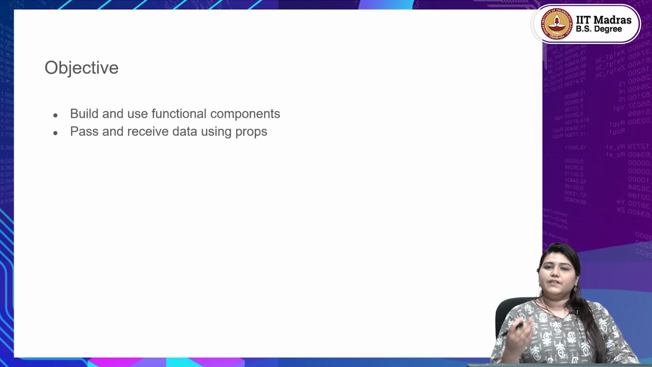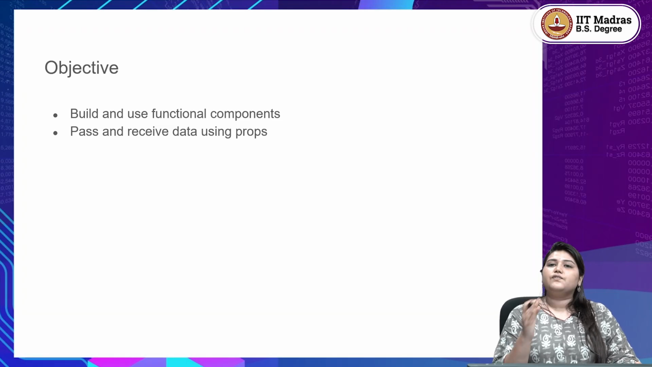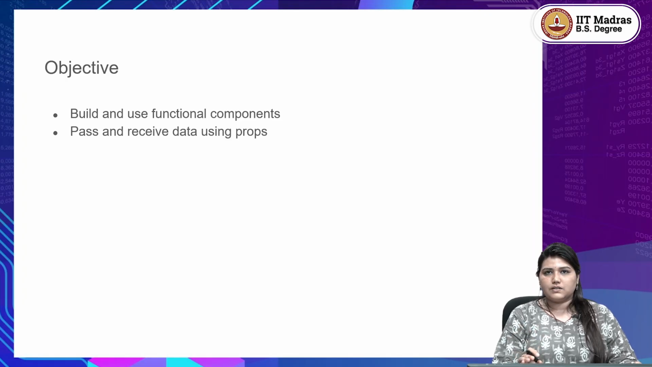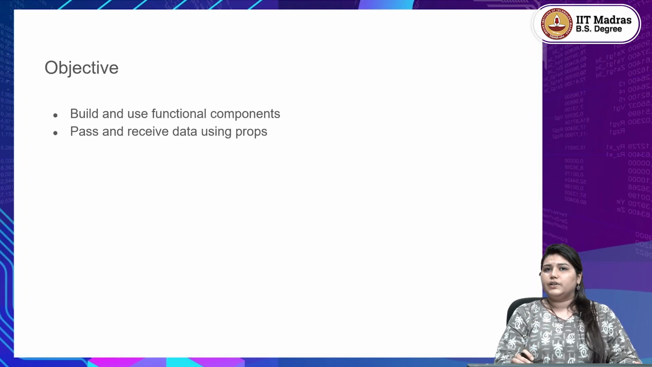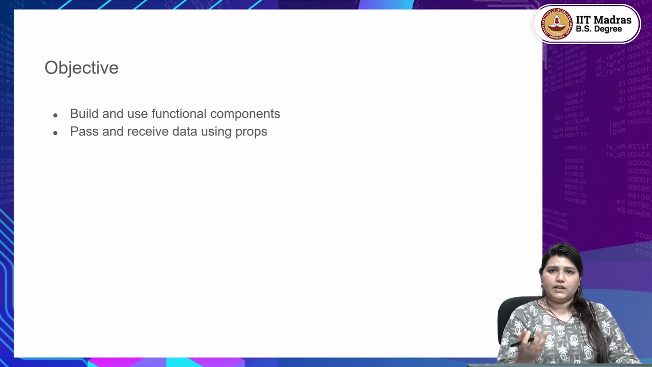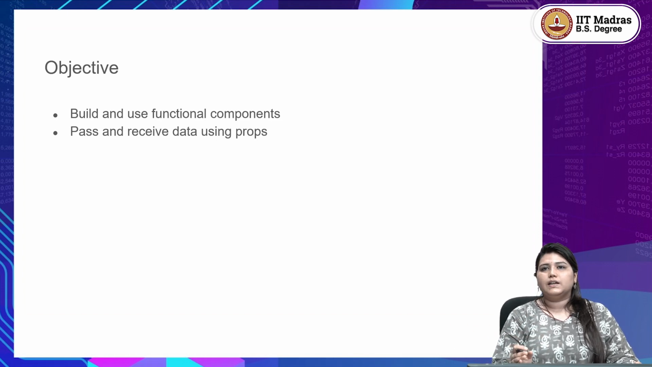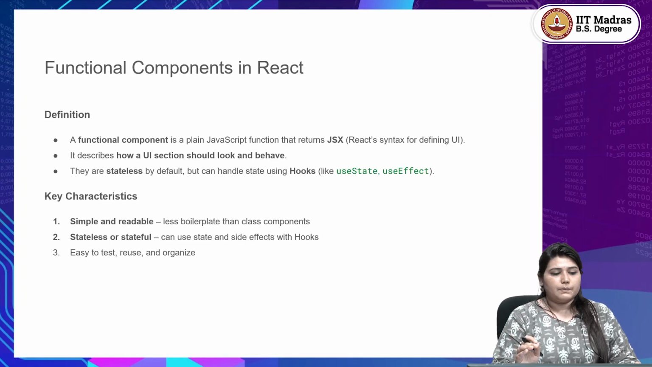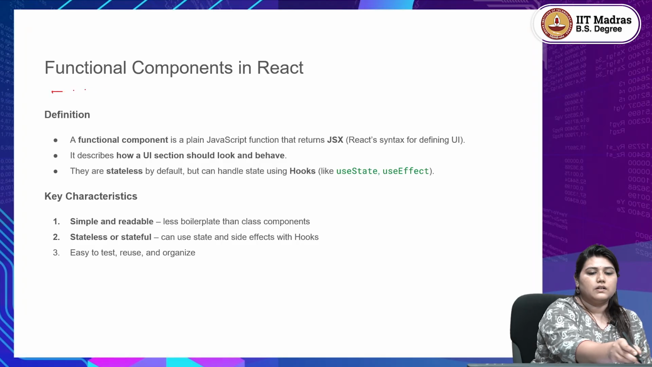So, what are we aiming to learn today? Our first goal is to understand how to build and use functional components, which are the building blocks of any modern React application. Next, we want to be able to pass and receive data using props, a concept that allows components to communicate with one another and behave differently depending on the input they receive. If you grasp these two core ideas, you will be well on your way to building complete data-driven React applications. Let us begin with the concept of functional components.